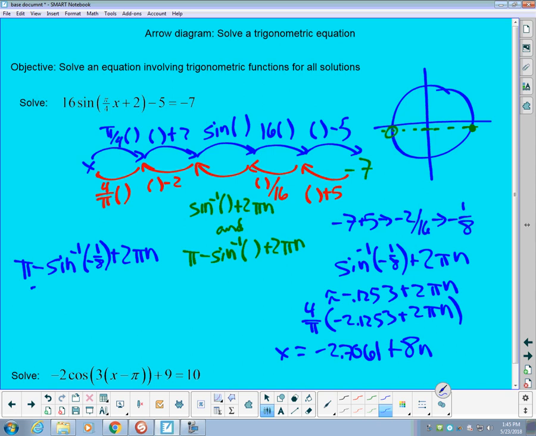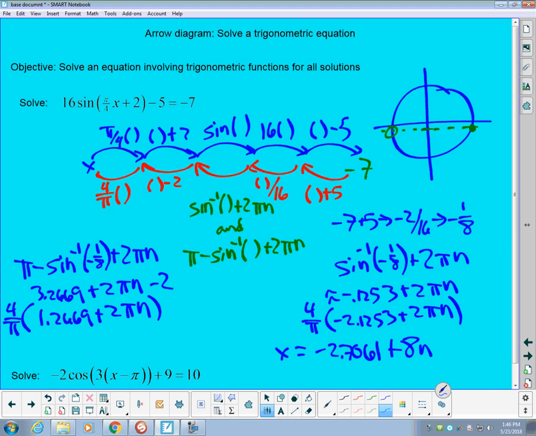And that gives me a 3.2669 plus 2 pi n, which I need to subtract 2 from on my next step, which would give me a 1.2669 plus 2 pi n. And that all needs to get multiplied by 4 over pi.